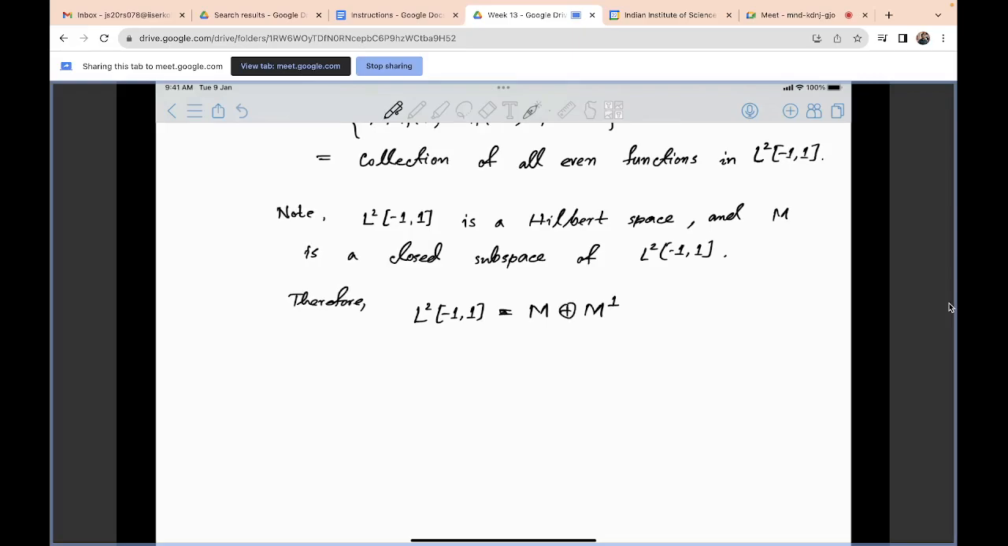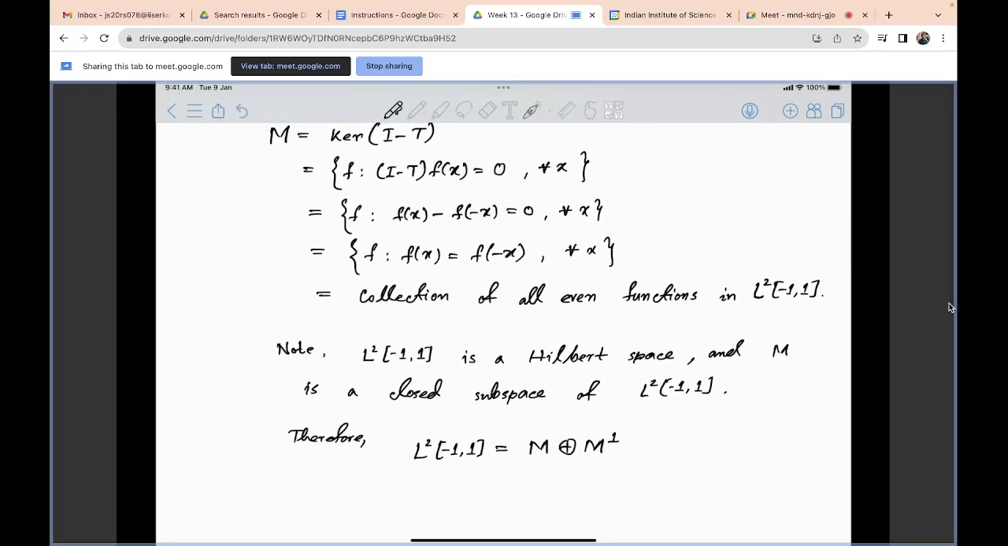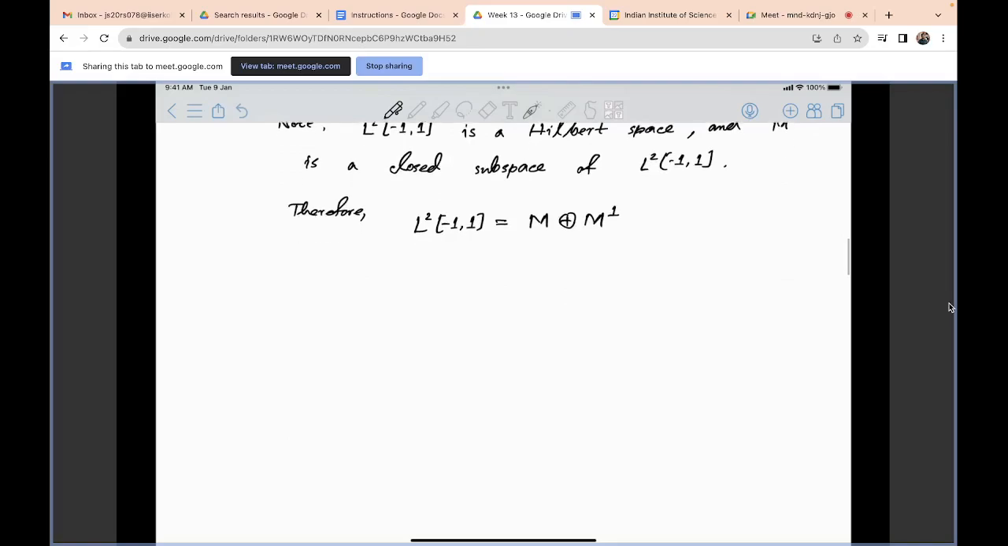So we know what M is. We know M is basically the collection of all even functions. Now what is M perp? That we have to check. So, claim: M perp is the collection of all odd functions in L2 of minus 1 comma 1.